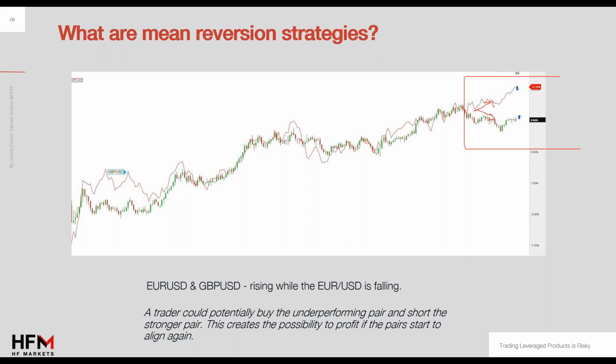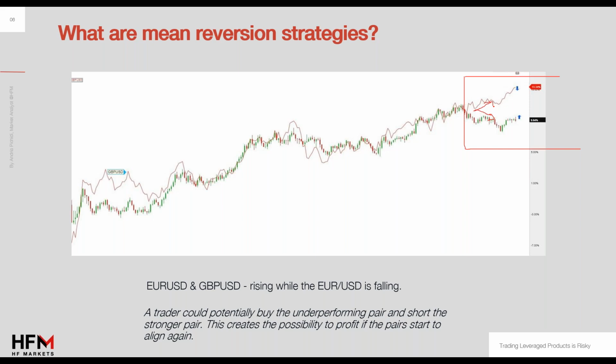When these kind of assets are very highly correlated, such as euro dollar and cable, if we observe that they differentiate, we observe that they deviate from one to the other, this creates a potential mean reversion trade, sometimes referred to as statistical arbitrage.